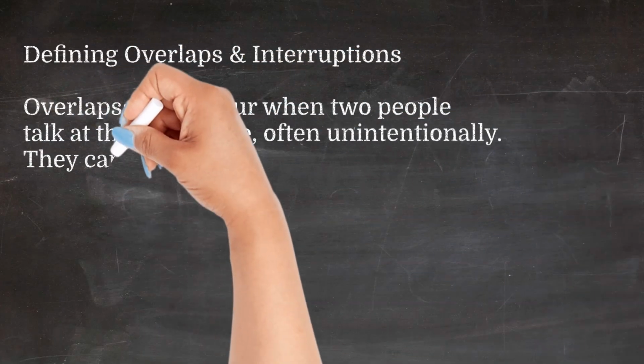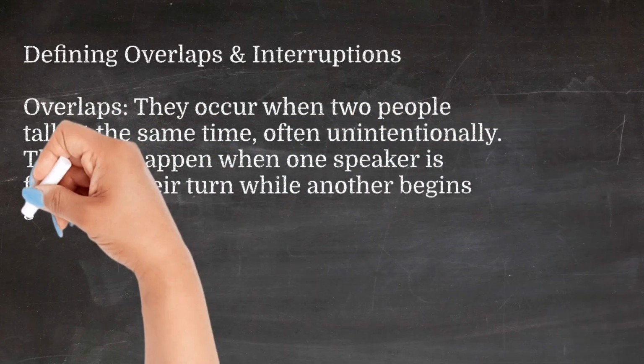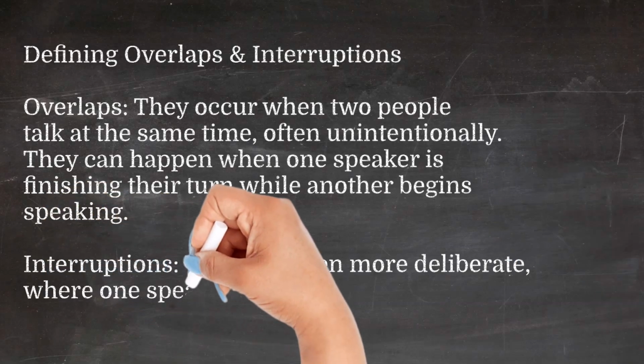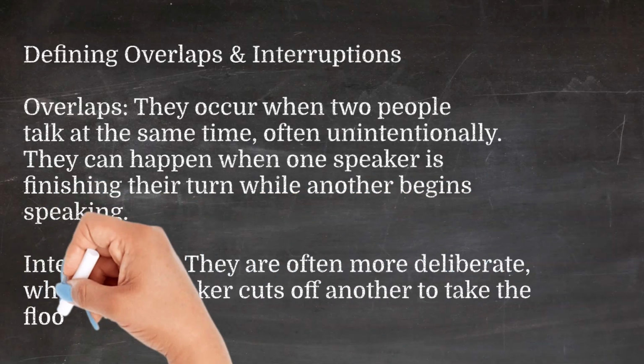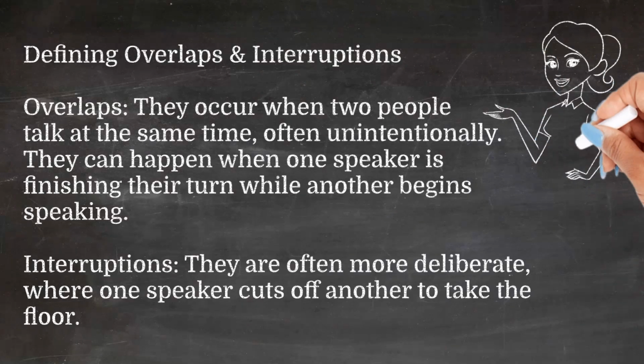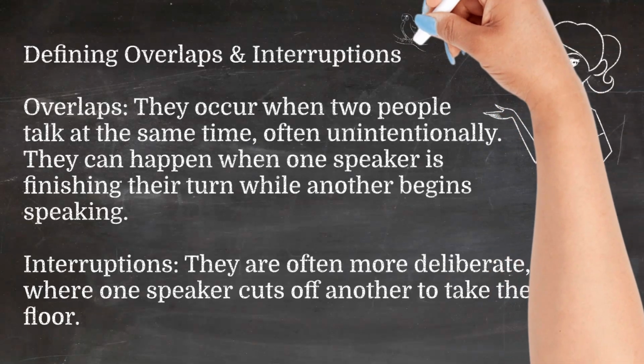Overlaps occur when two people talk at the same time, often unintentionally. They can happen when one speaker is finishing their turn, while another one begins speaking. Instead, interruptions are often more deliberate. So one speaker cuts off another one and takes the floor.